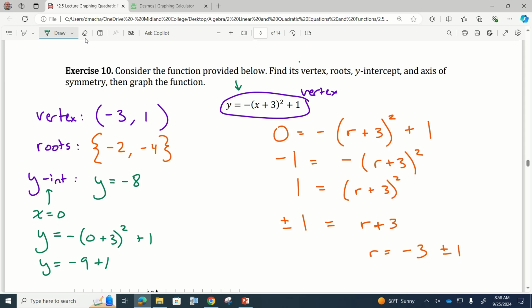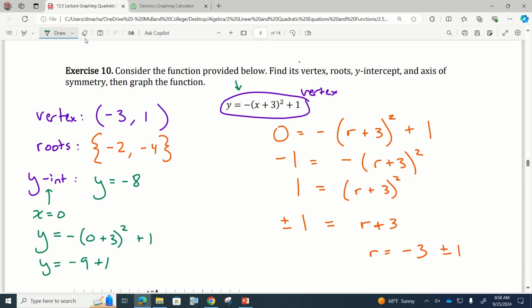In the previous example, exercise 9, the y-intercept was easy to see because it was in expanded form. But this time I don't have the expanded form ready to go. The way I find it is I set x equal to 0, and then I simplify, find my y-intercept. Okay?